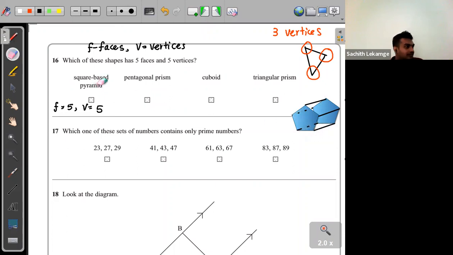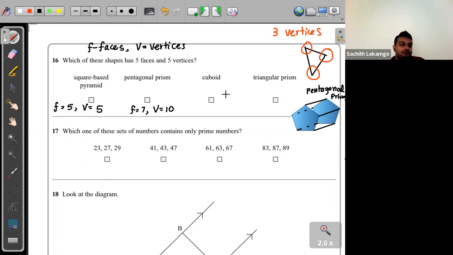Now it's okay. This is what you call a pentagonal prism. How many faces are there? 1, 2, 3, 4, 5, 6, 7. How many vertices? 1, 2, 3, 4, 5, 6, 7, 8, 9, 10. Is that clear to all of you? Yes.